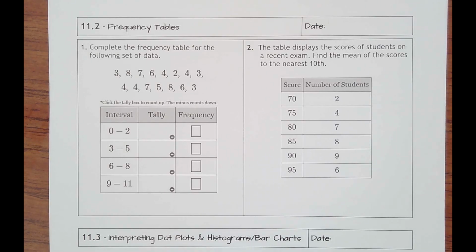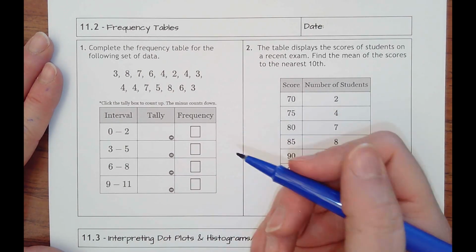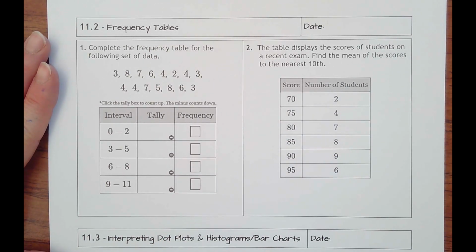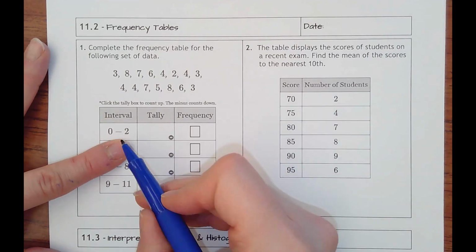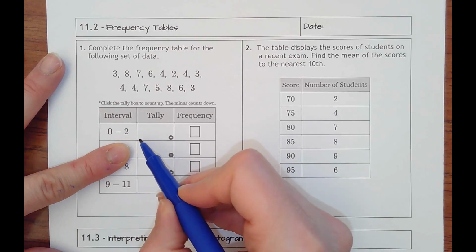Lesson 11.2 is called frequency tables. It says complete the frequency table for the following set of data. Delta Math will have this all set up, and then you're just going to press this button as many times as you need to, and it'll bring up tally marks, and then you'll state the frequency. So all we're doing is looking at how many numbers are 0 to 2. So a 0, 1, or 2, we're going to put tallies here.